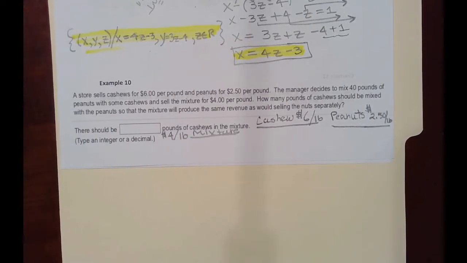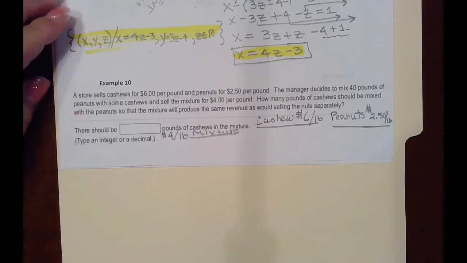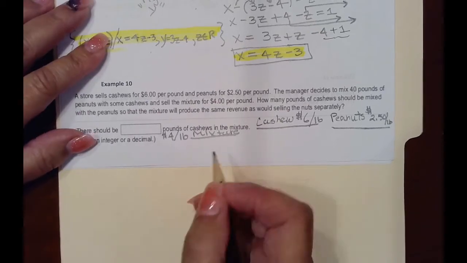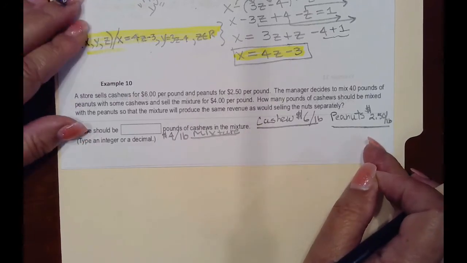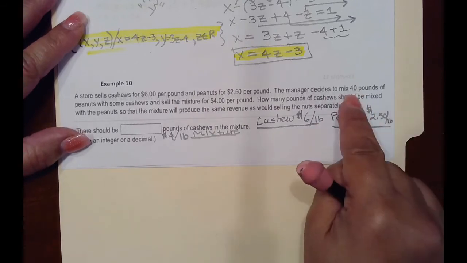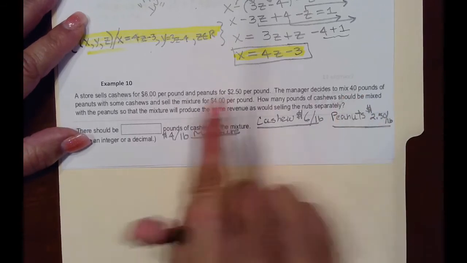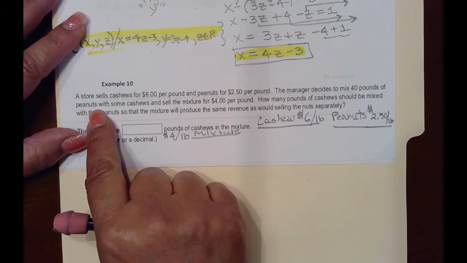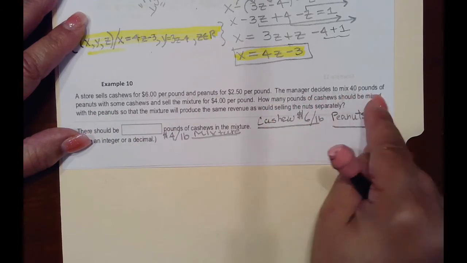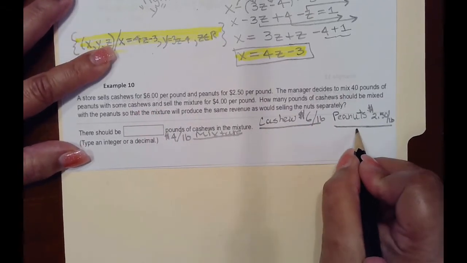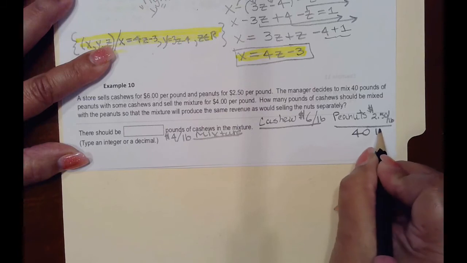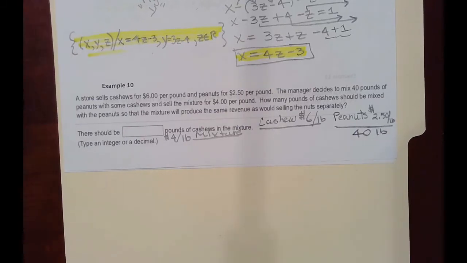Okay, so if you wanted to come up with an equation without creating a system, I mean, they probably want to prompt you to do a system, but you can get the answer like this. Now we need to know how many pounds of each we have. So let's see what we have in this problem. There's 40 pounds of peanuts. The manager decides to mix 40 pounds of peanuts with some, okay, so 40 pounds of peanuts, that's going to go right here. So 40 pounds of that.